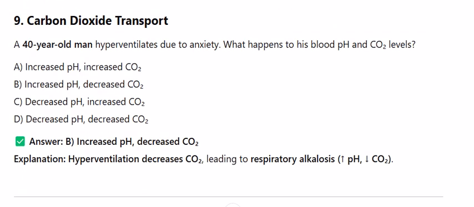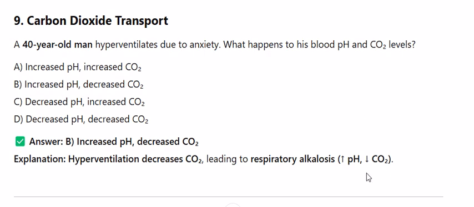9. Carbon dioxide transport. A 40-year-old man hyperventilates due to anxiety. What happens to his blood pH and CO2 levels? A. Increased CO2. B. Increased pH, decreased CO2. C. Decreased pH, increased CO2. D. Decreased pH, decreased CO2. Answer: B. Increased pH, decreased CO2. Explanation: hyperventilation decreases CO2, leading to respiratory alkalosis with increased pH.